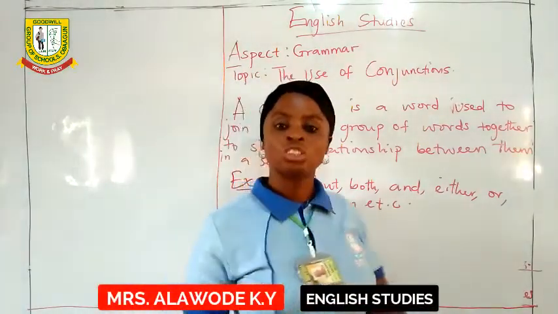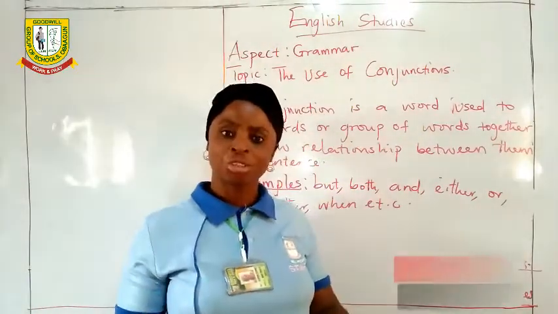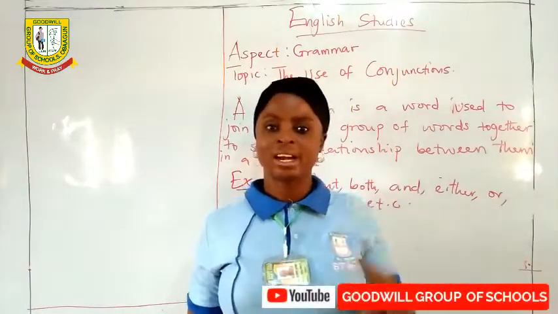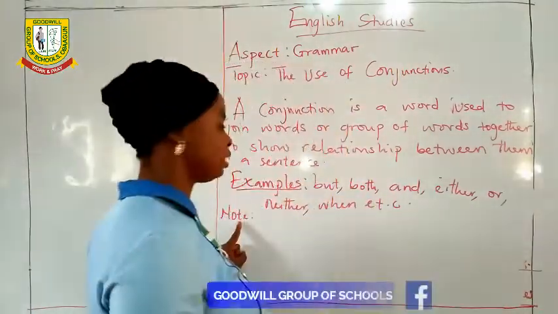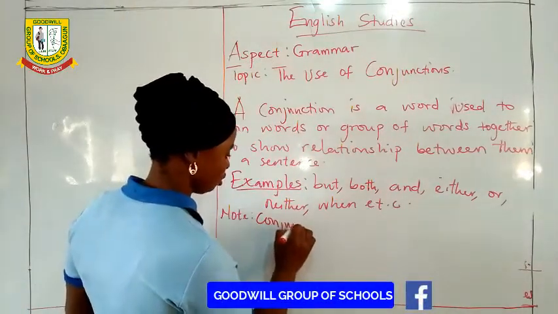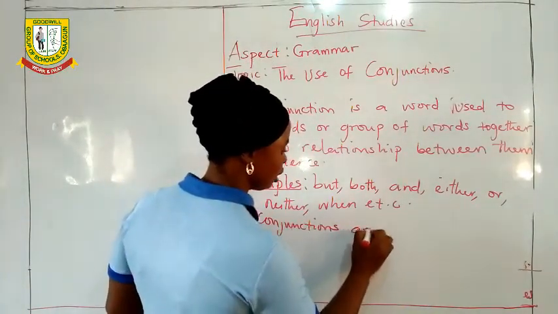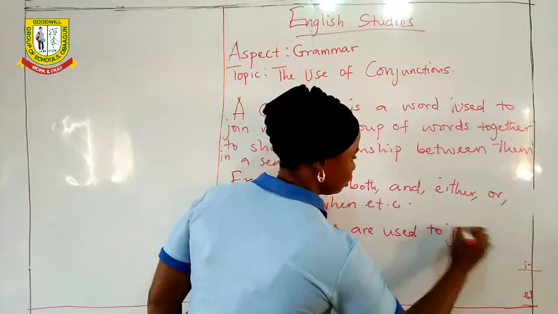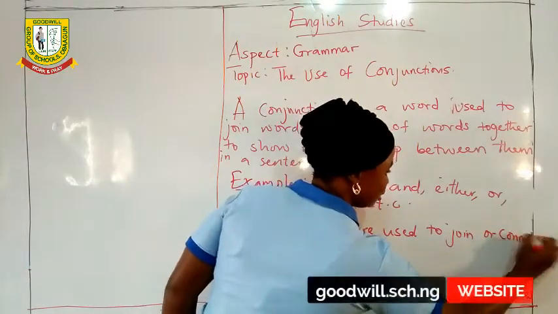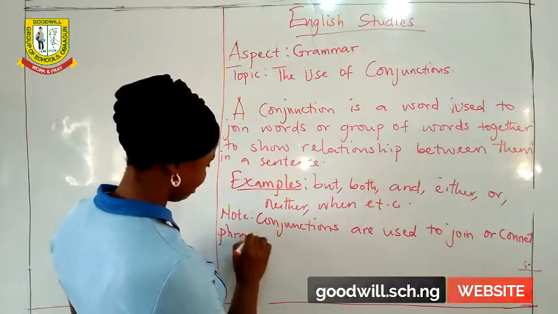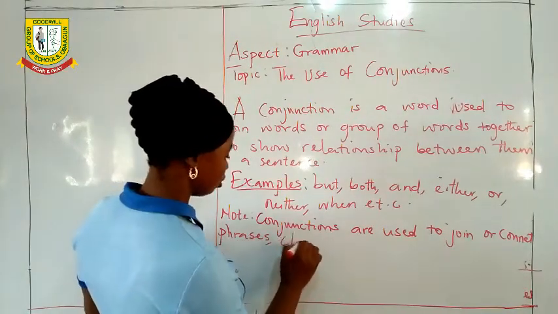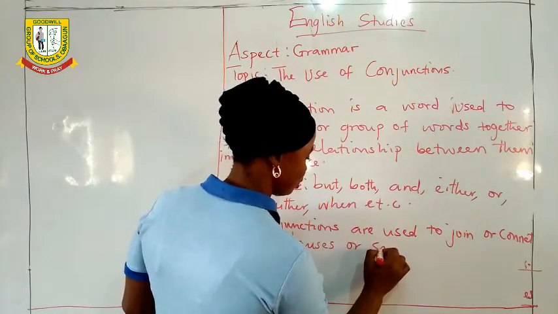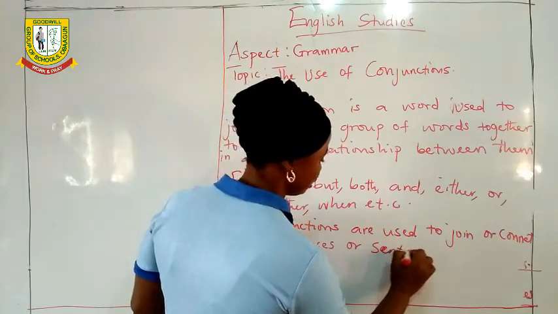So note that conjunctions are used to join phrases, to join clauses, and the entire sentences. Note that conjunctions are used to join or connect phrases, clauses, or sentences.